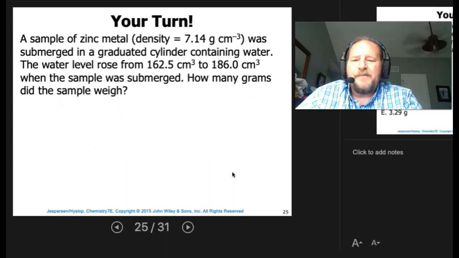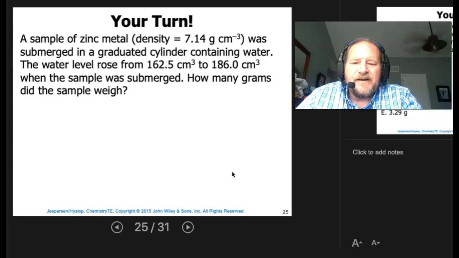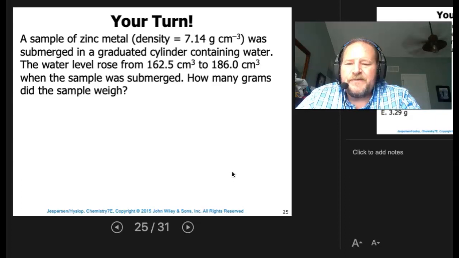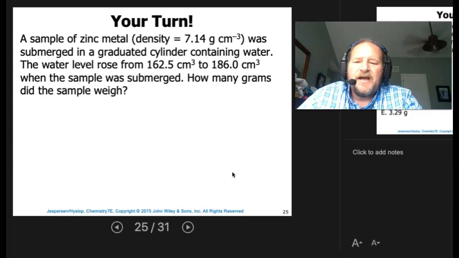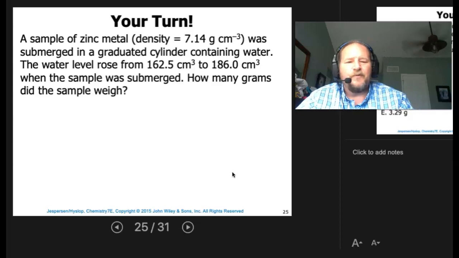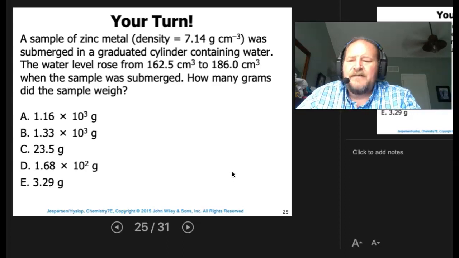All right, a sample of zinc metal, density is equal to this, was submerged in a graduated cylinder containing water. The water level rose from 162.5 centimeters cubed to 186.0 centimeters cubed when the sample was submerged. How many grams did the sample weigh? And there are your options.